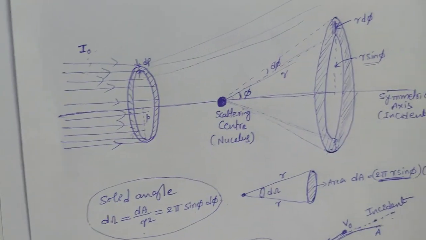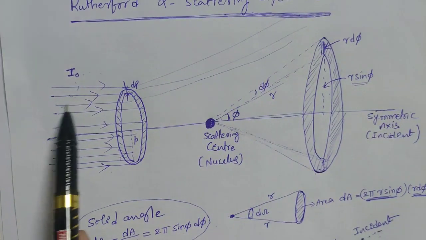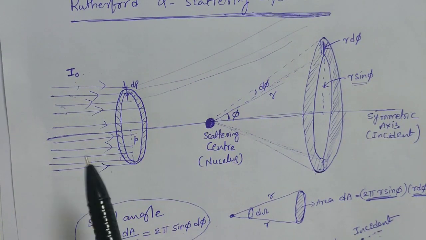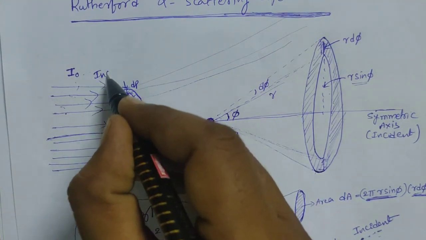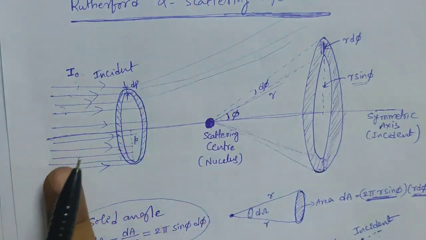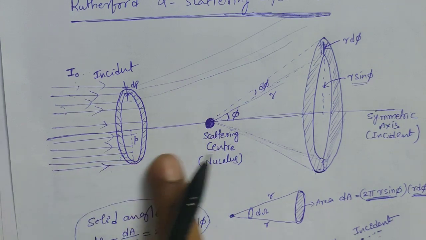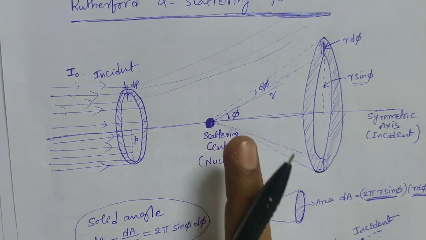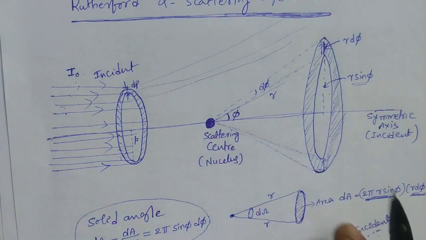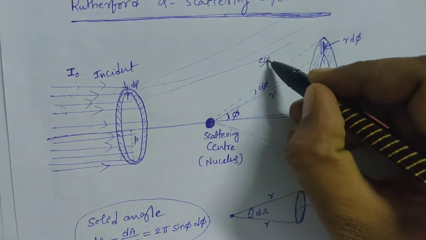So when the particles are coming, these are the incident alpha particles. When they approach the scattering center, that is the nucleus, they scatter in all directions. So these are the scattered ones.